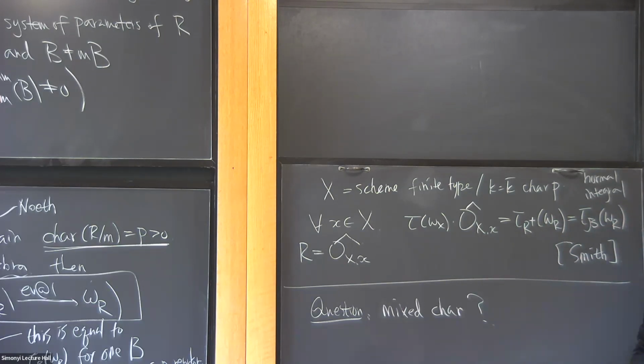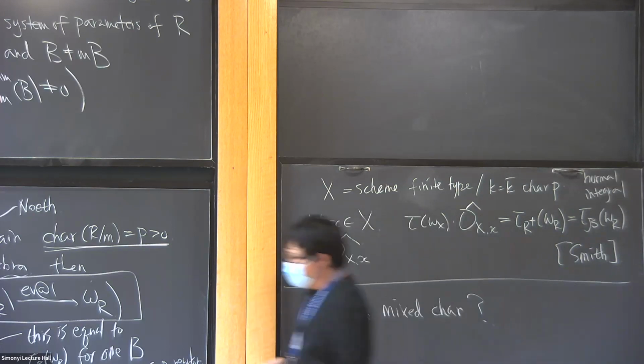For example, if R itself is Cohen-Macaulay, you can take the perfection. That's a big Cohen-Macaulay argument. So you do the perfection, it gives you a different object, not the test ideal.